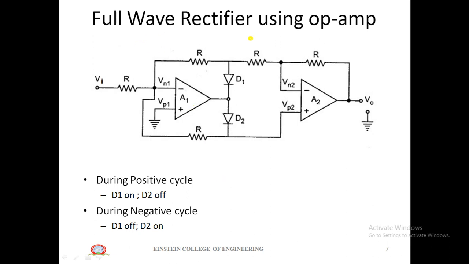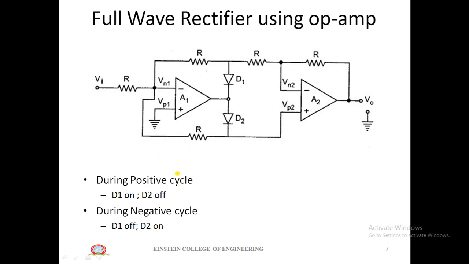Next is the full wave rectifier using operational amplifier. This is the circuit diagram of full wave rectifier. Here we are using two operational amplifiers and two diodes. During positive cycle, diode 1 will be on and diode 2 will be off. During negative cycle, diode 1 will be off and diode 2 will be on. Now we are going to see this cycle one by one.